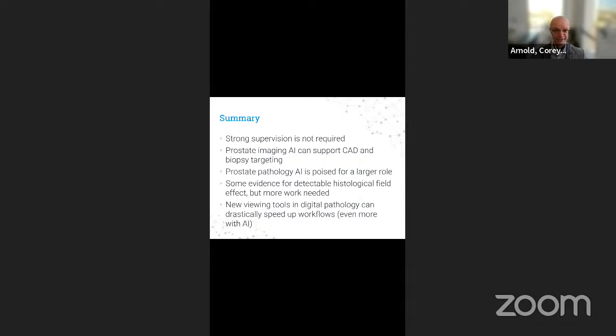So to summarize, strong supervision is not required to get good AI results that I would argue have the potential for clinical utility. Prostate imaging AI can support CAD and biopsy targeting. I'd say prostate pathology AI is poised for a much larger role, and I think Thomas already convinced you of that. There's some evidence for detectable histological field effect, but more work is needed. And new viewing tools in digital path can drastically speed up workflows, and even more so with AI.